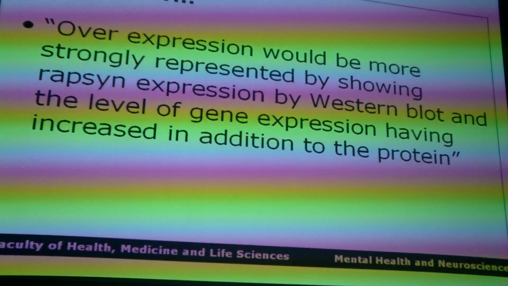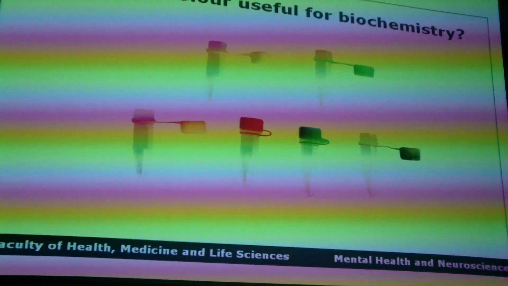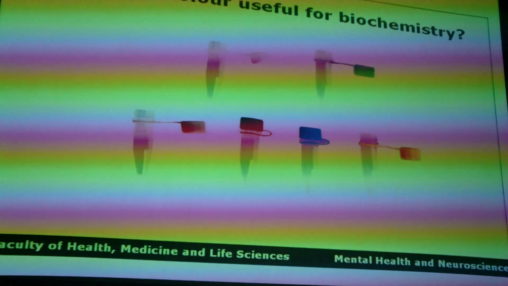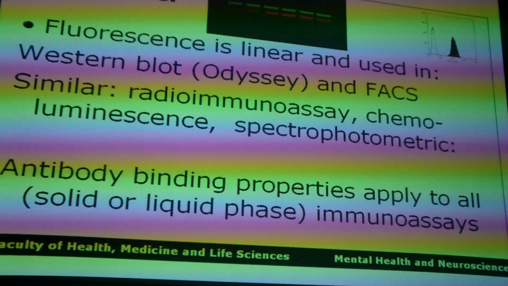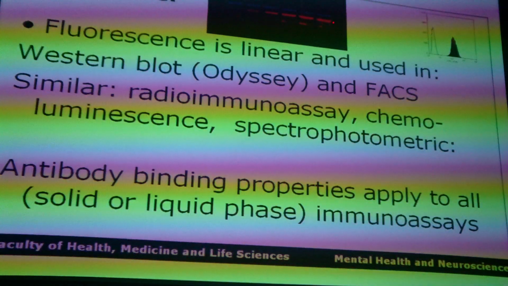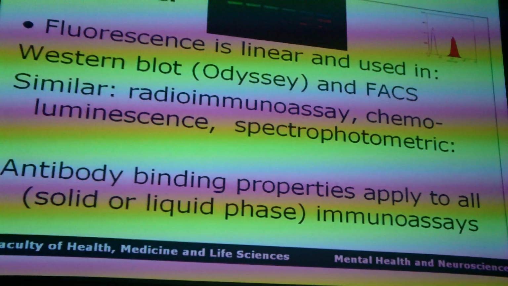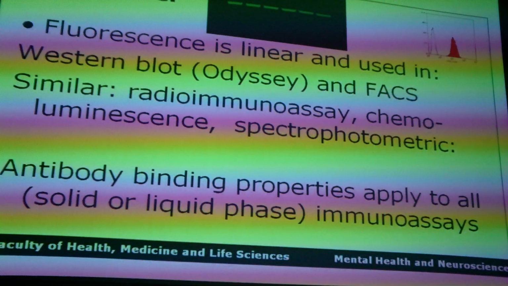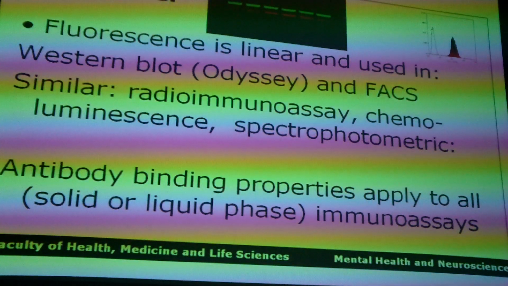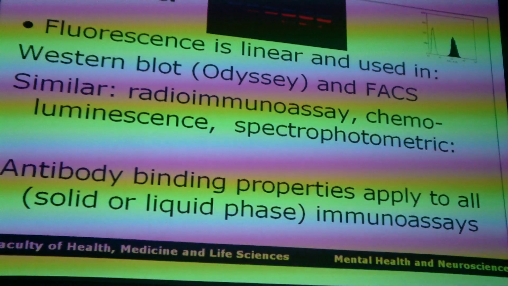You can use this technique because light and color are very useful in biochemistry. You can quantify light. And where to use it? Here, for example, in a FACS. Here in a Western blot, you can also use fluorescence instead of DAB staining, or ECL. You can also use fluorescent labels. And they can be used in immunoassays.